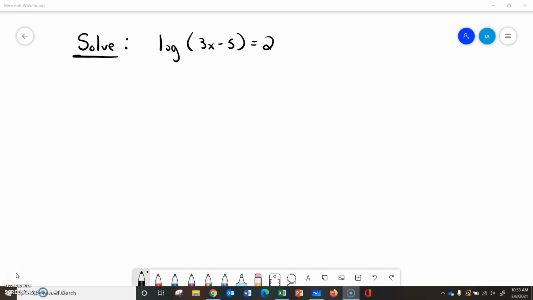Alright, we're trying to solve the equation log of 3x minus 5 is equal to 2. So one of the first things you notice here is that there is no base down here. So it's understood that that base must be 10.